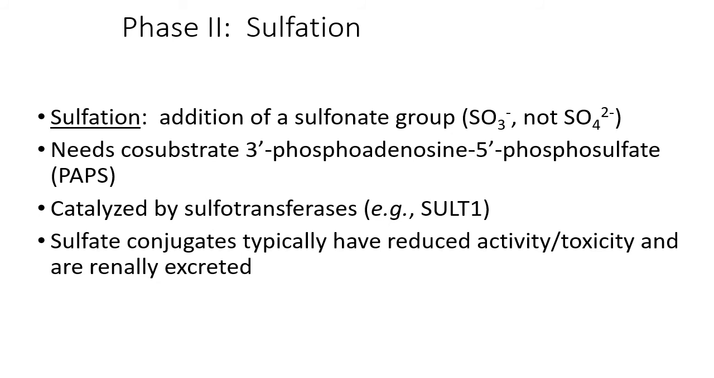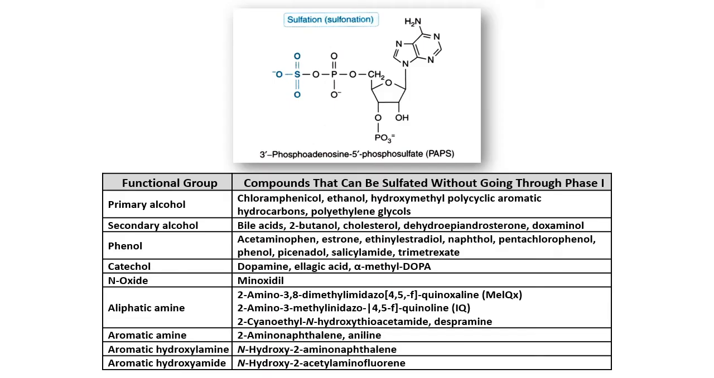Sulfation is adding a sulfonate group, SO3, not SO4. Okay, I'm not going to ask you that detail though. It does need a co-substrate called phosphoadenosine 5-phosphosulfate, or PAPS, that is catalyzed by sulfotransferases. Okay, this is again the co-substrate. This large molecule is just donating this sulfate, or sulfonate, and that is going to sulfate a lot of these different things here.